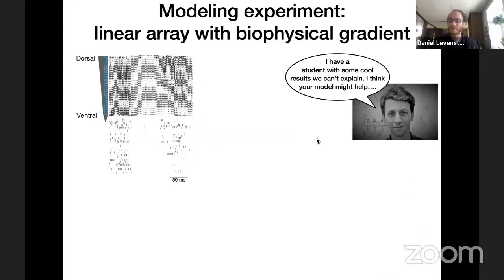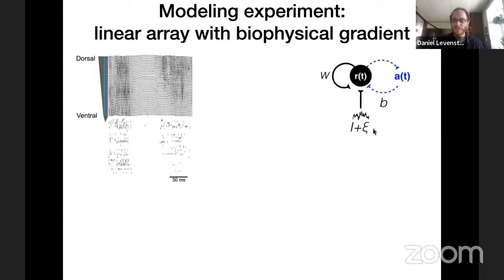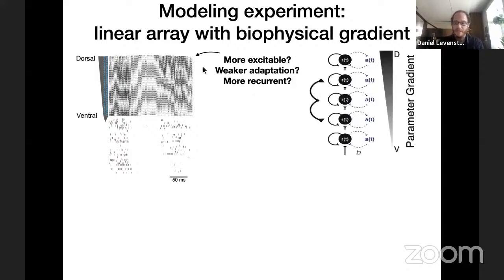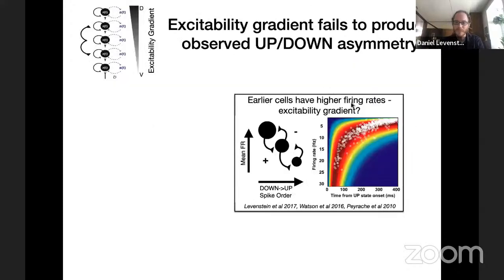So how might our model be able to explain this? Basically, what we have in the model is a number of different parameters that might be able to shape the down to up transitions. And we can use that to ask, do these dorsal channels behave as if they're more excitable? Do they behave as if they're more recurrent? What in our model might explain this traveling wave? So what we're going to do is build a spatial gradient into the model with a variation in one of these parameters along the gradient and see which parameter can result in the observed dynamics.